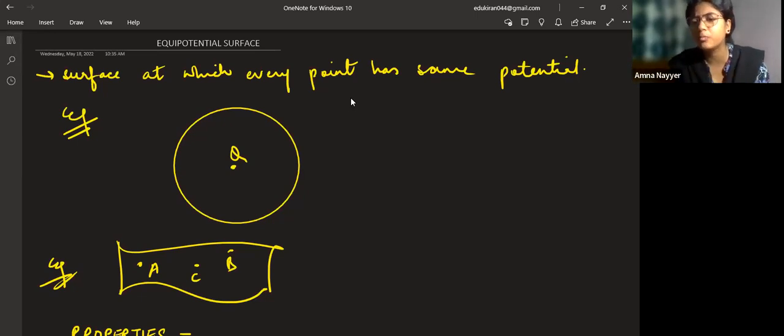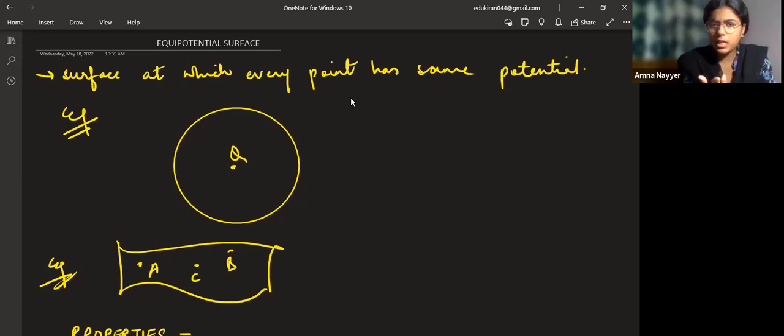This can be given to you. Apart from this, some in your numericals, it will be given to you. An equipotential surface is having this like this. So there also you have to relate. So from the term also you can understand equipotential.